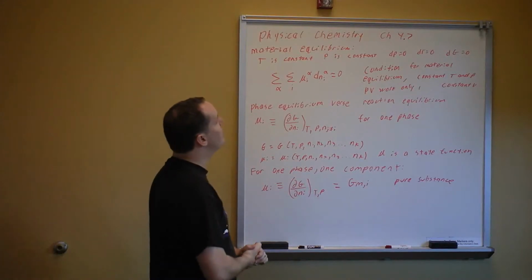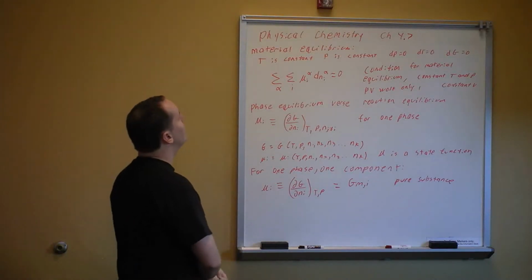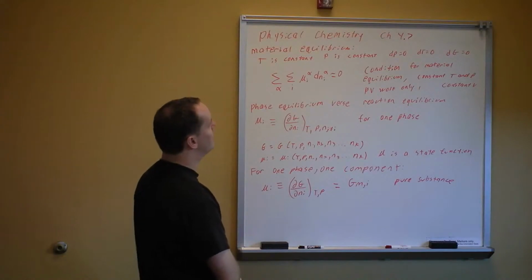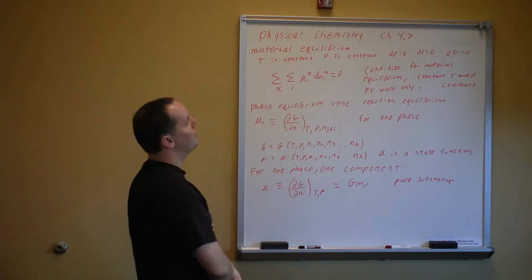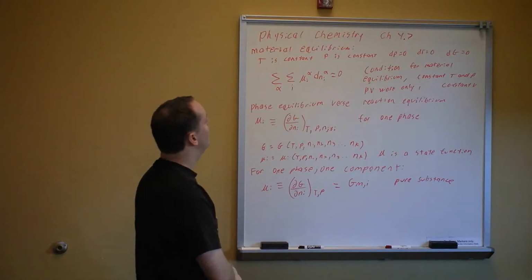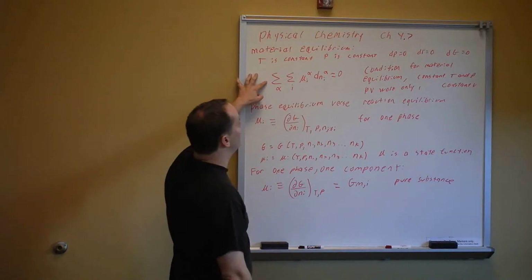Continuing on physical chemistry, chapter 4, we're finishing up section 7 now. What about material equilibrium? Now we're going to say that T is constant and P is constant, so we know the differential of P is 0, the differential of temperature is 0, and we showed before that the differential of Gibbs free energy is also going to be equal to 0. So simplifying that out, we're left with this sum, which must then also be equal to 0.